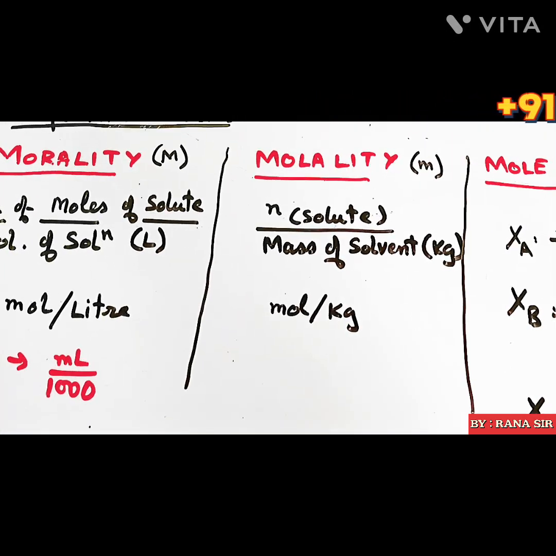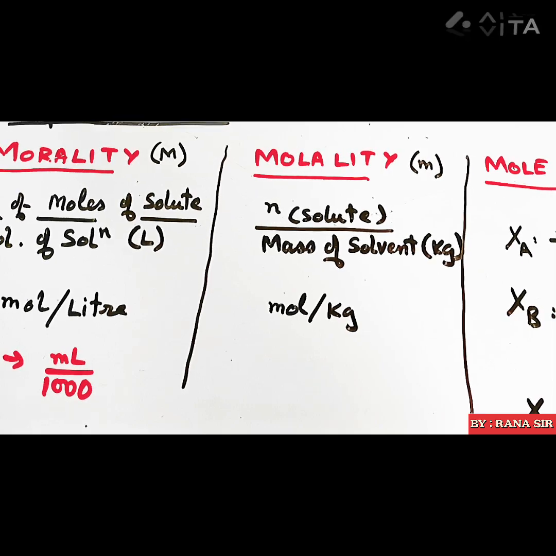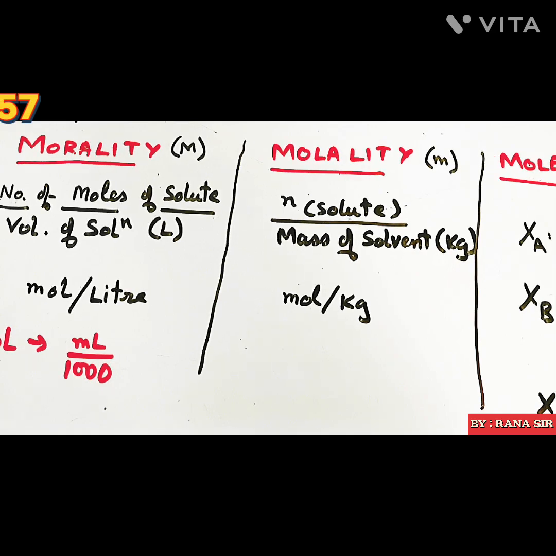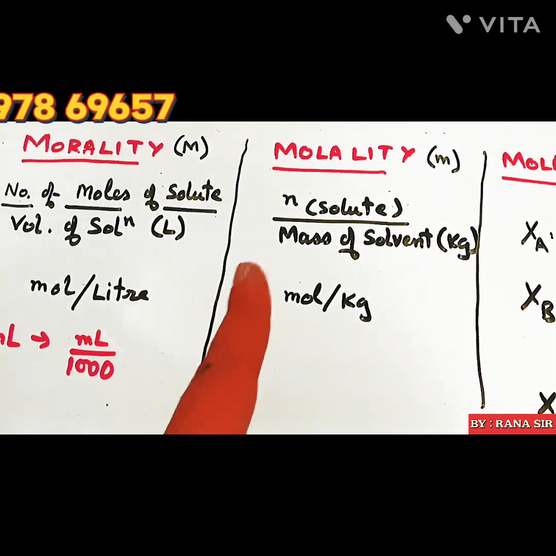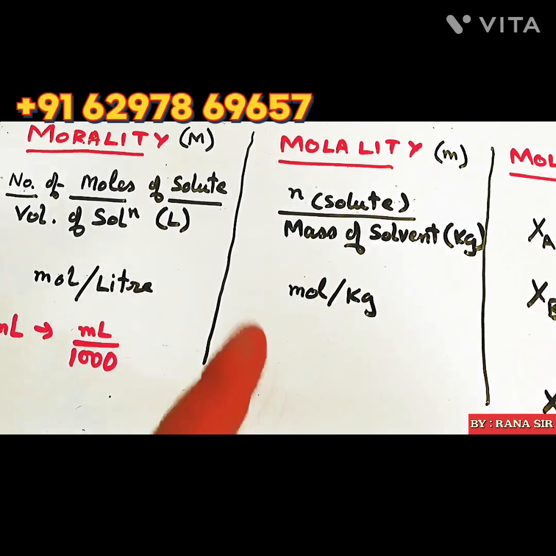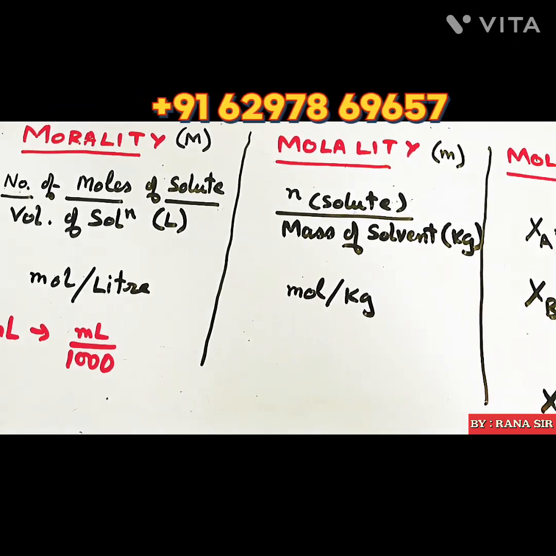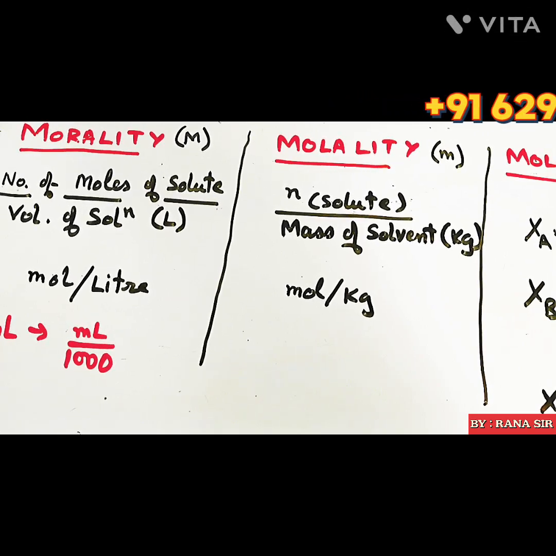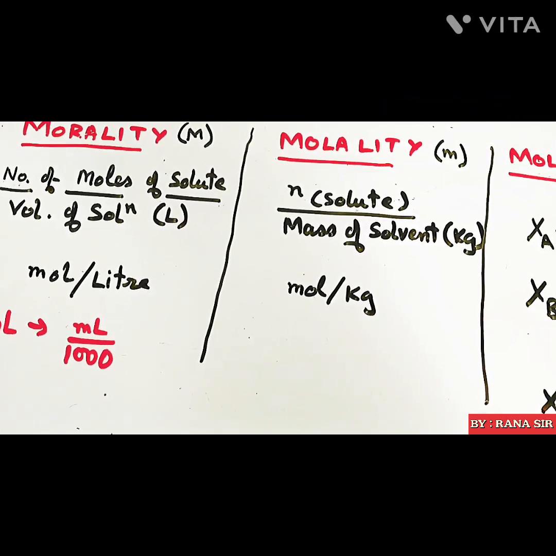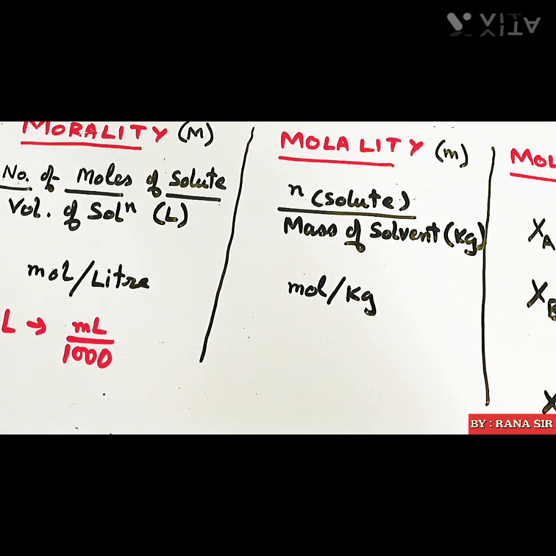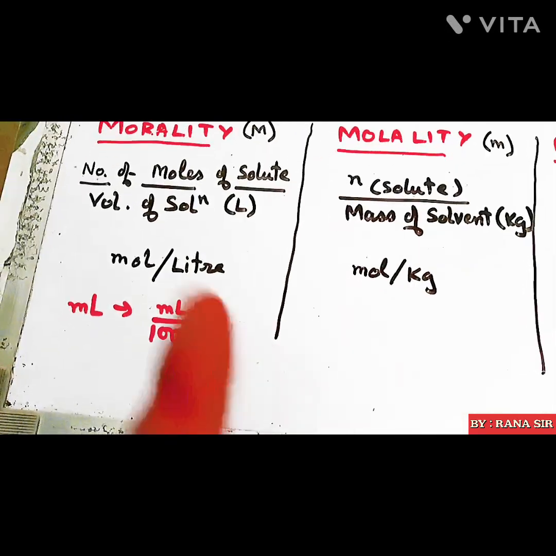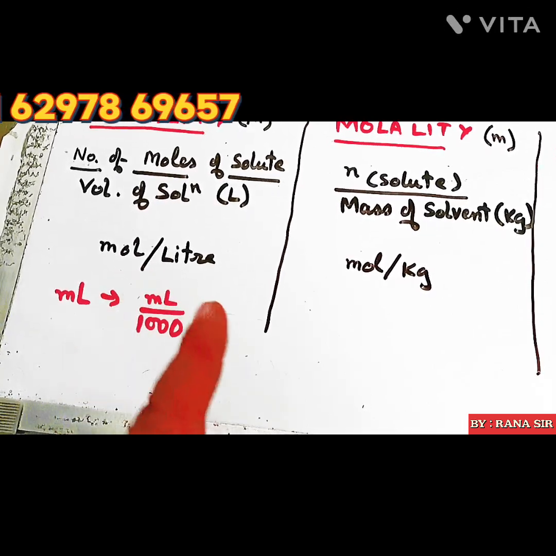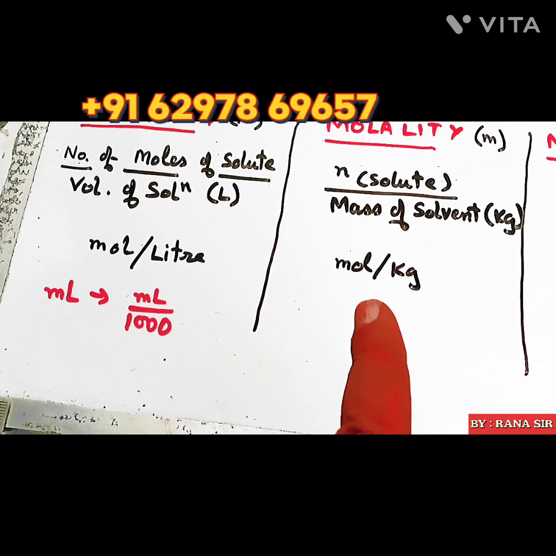The next important term is molality, and this is denoted by small m. So molality is the number of moles of solute, or concentration of solute, in the mass of solvent, that is in kg. That should be in kg. So if it is in gram, then you have to divide by 1000. In molarity, the SI unit is mole per liter, and in molality the SI unit is mole per kg.